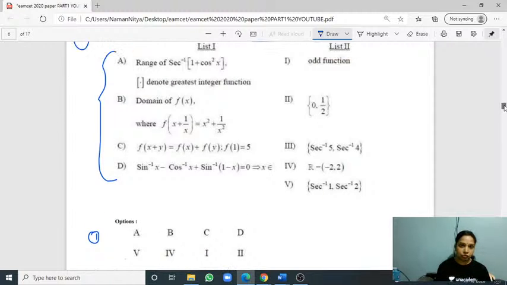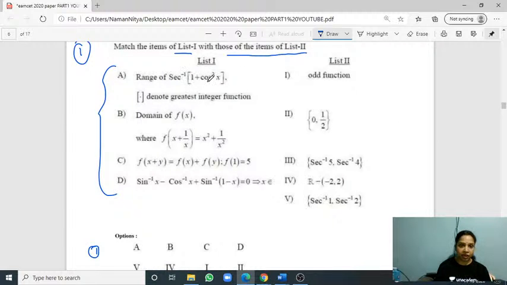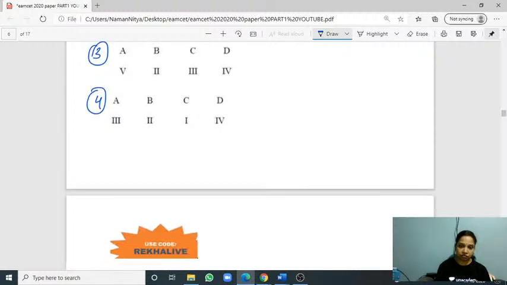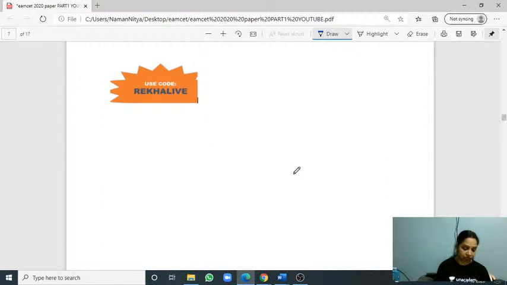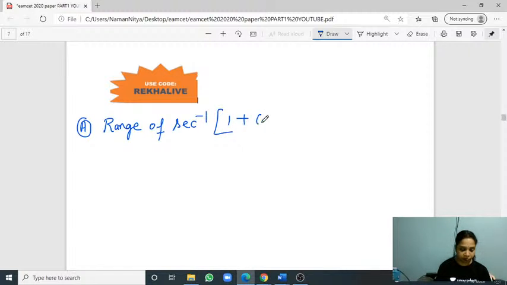Okay. So the range of secant inverse of 1, and here this square bracket is not a normal square bracket. It denotes the greatest integer function. What is the greatest integer function? I have discussed that in my function class also. So now we will do A1. What is A1? Range of secant inverse of the greatest integer function of 1 plus cos square x.